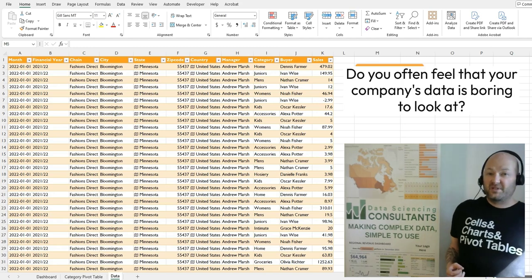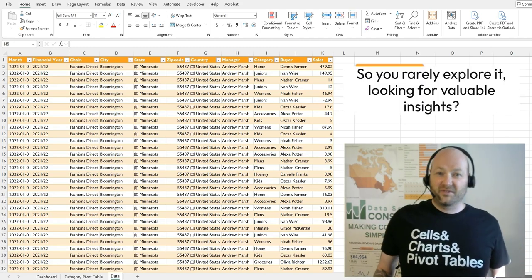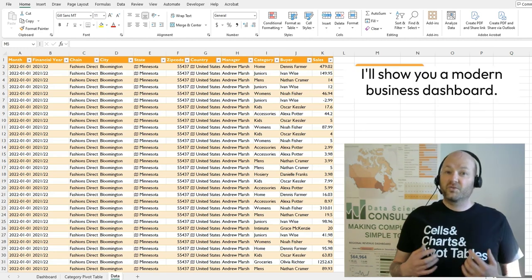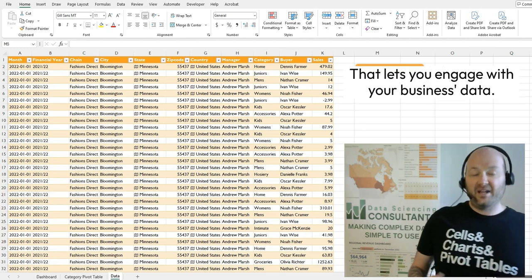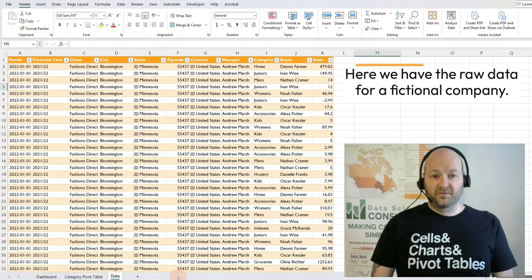Do you often feel that your company's data is boring to look at, so you rarely explore it looking for valuable insights? I'll show you a modern business dashboard that lets you engage with your business's data. Here we have the raw data for a fictional company.